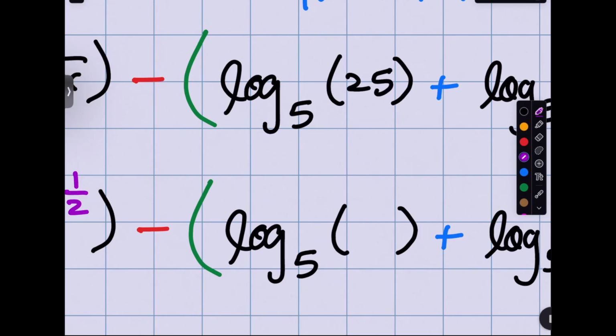Luckily for me, 25 has a base of 5. 5 what? 5 squared. It's 25, right? So that's how I would choose my base.